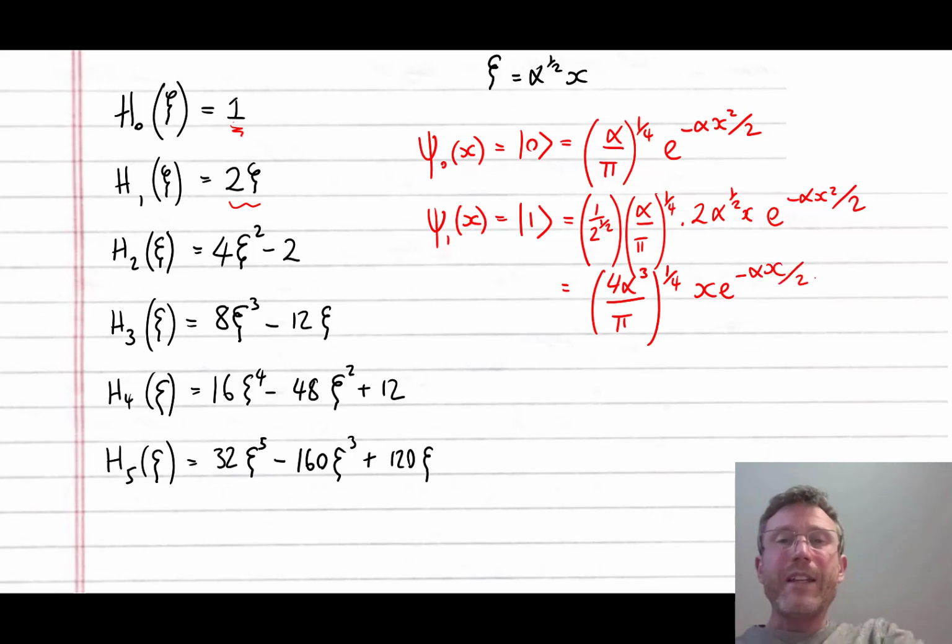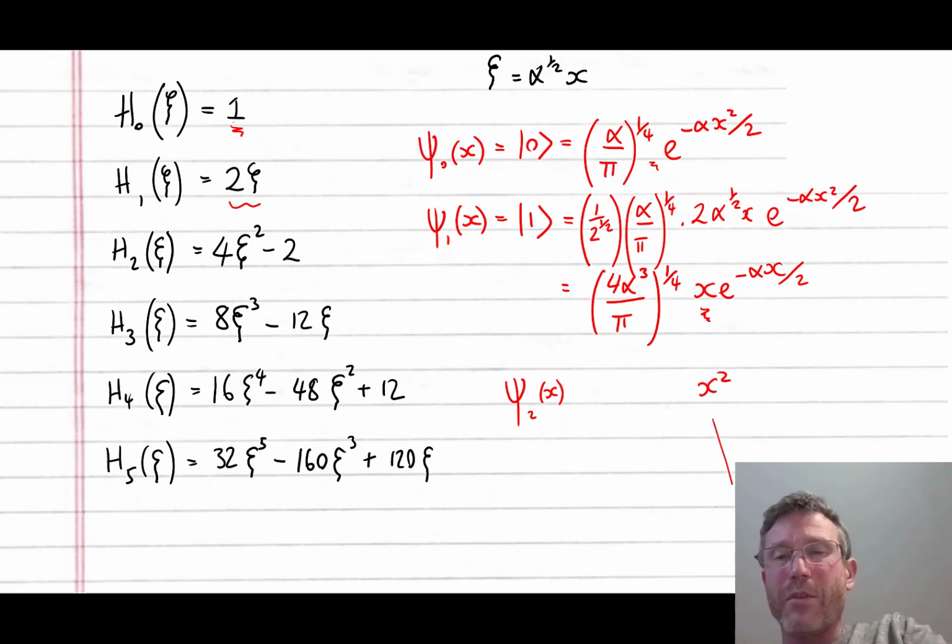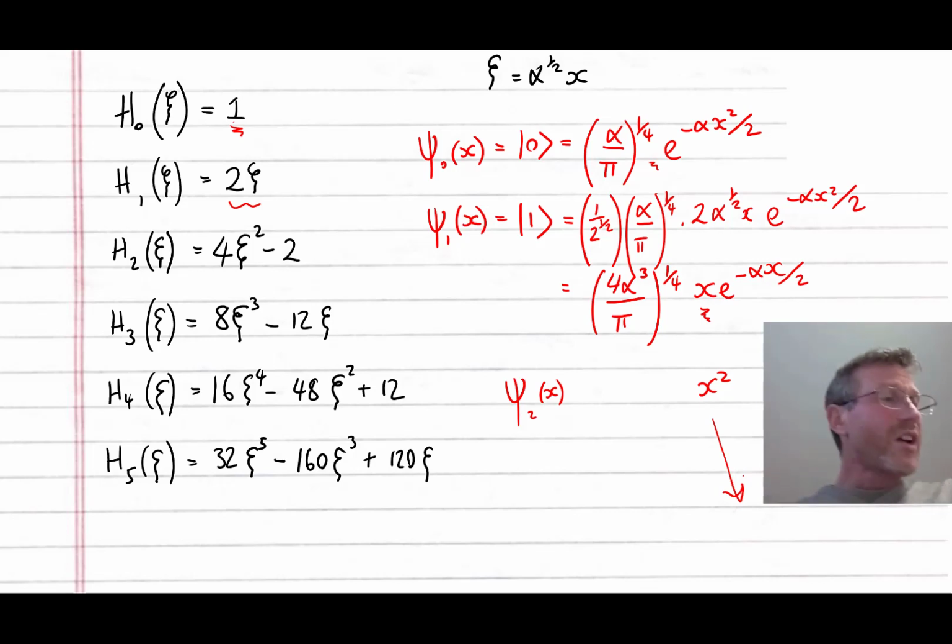So what we're going to find is that as v goes up, by the way, the order of x goes up in our solutions. So the order of x here is x to the 0. We've got an x to the 1 in here. We'd find that xi 2 as a function of x would also have an x squared in it, and so on and so forth. So that's a trend that we're going to start to observe with these Hermite polynomials.